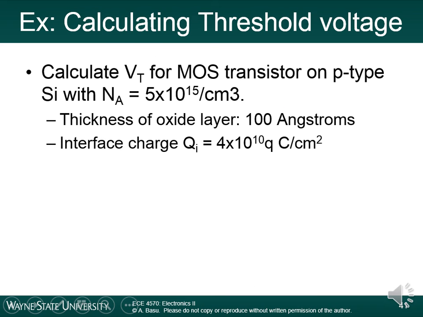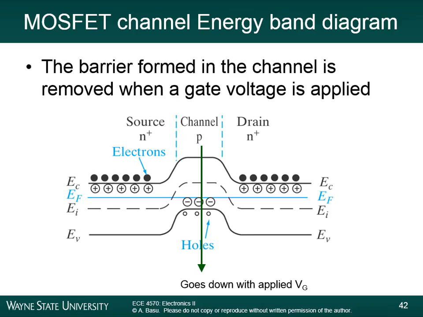So this was the example problem. Calculate the threshold voltage for a MOS transistor on a p-type substrate with the doping 5 times 10 to the 15th. You're given the thickness of the oxide layer, and you're given the interface charge. So make sure that you're able to do this problem. Make sure that you're able to do the problem in your homework on calculating threshold voltages as well. One of the problems in your homework is about figuring out the energy band diagram in the horizontal cross-section. We'll touch on that just a little bit before we get into the second order effects.